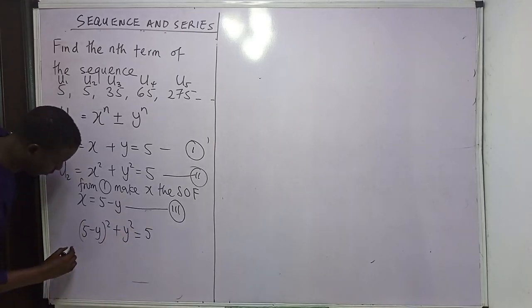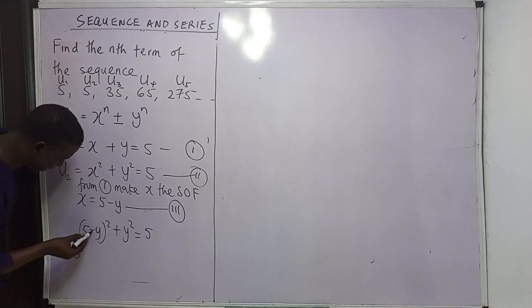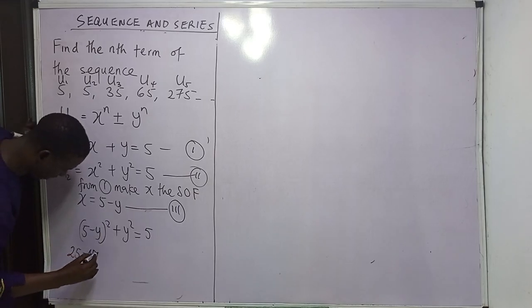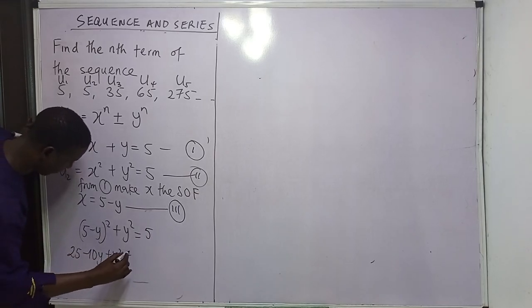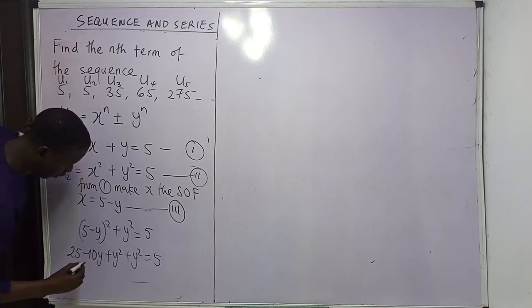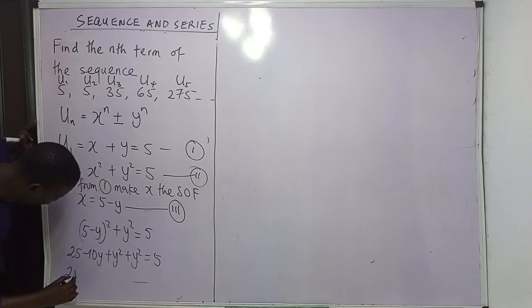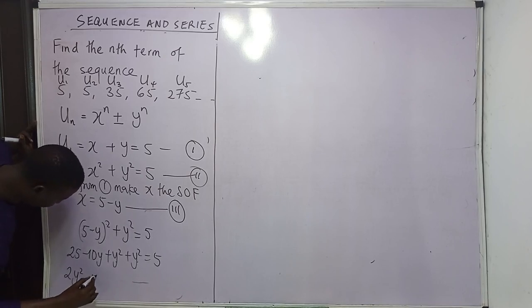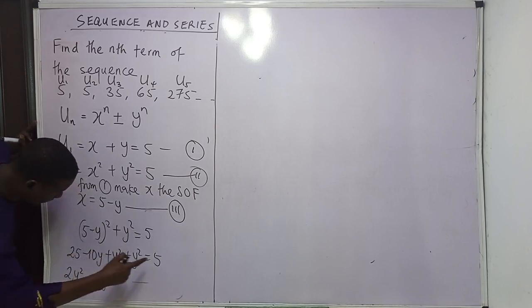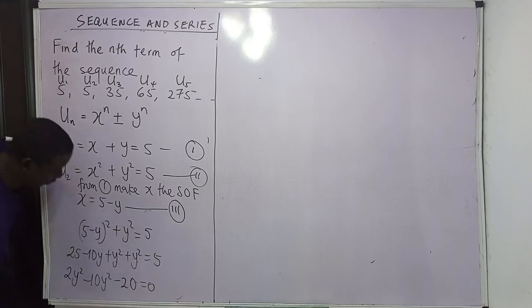If you open the bracket, we would have 25, you square this one, then 5 times minus y times 2 is minus 10y, plus y squared, plus y squared equal to 5. So we would have y squared plus y squared is 2y squared, minus 10y, then if you bring this one here, plus 25 minus 5, we would have minus 20 equal to 0.